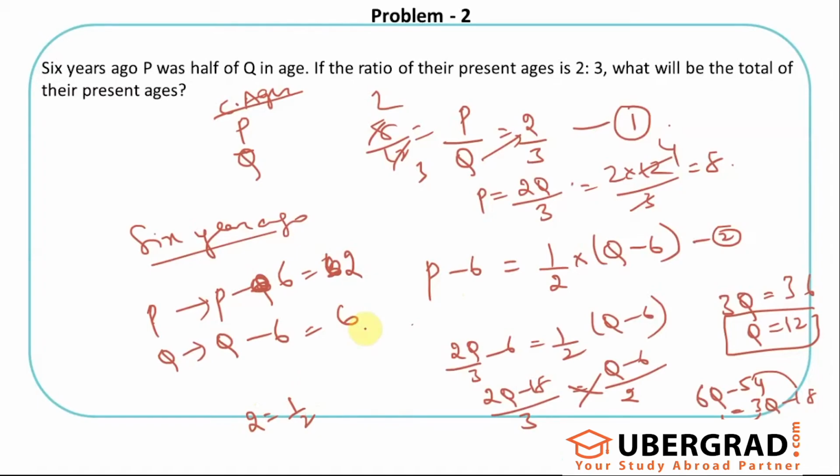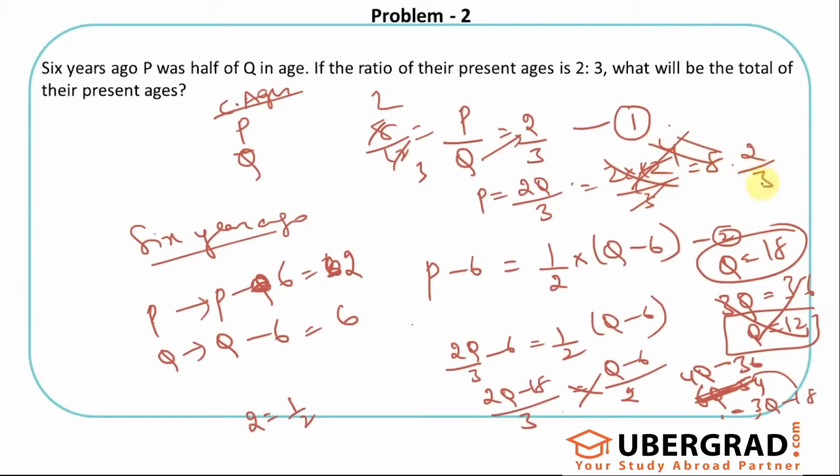One second. I think something seems to be off here. 3Q minus 18, okay, my bad. 2 into 18 is 36, right? So this is all wrong. 2 into 2Q is 4Q, minus 2 into 18 is 36. So the entire equation is wrong. 4Q minus 36 is 3Q minus 18. So 4Q minus 3Q is Q equals plus 36 minus 18 is 18. Once I get Q as 18, what will this be?